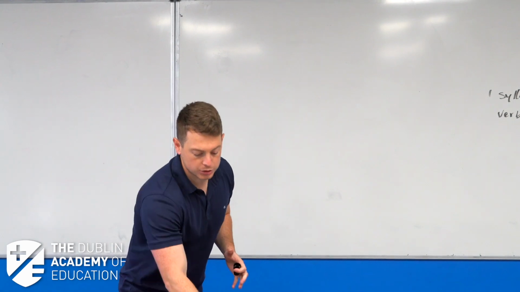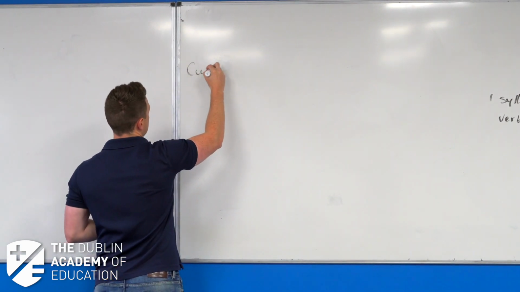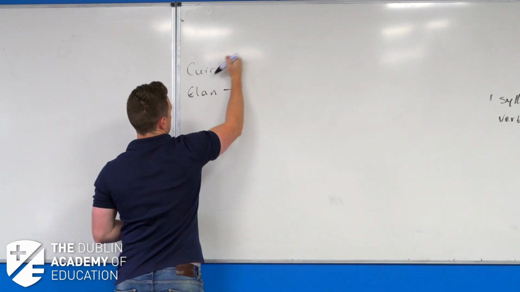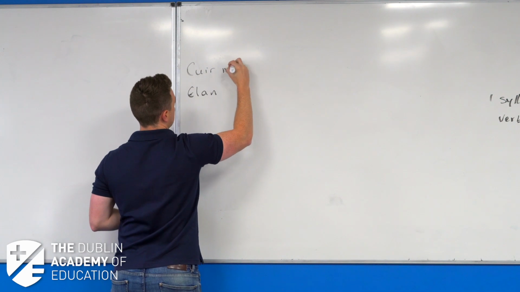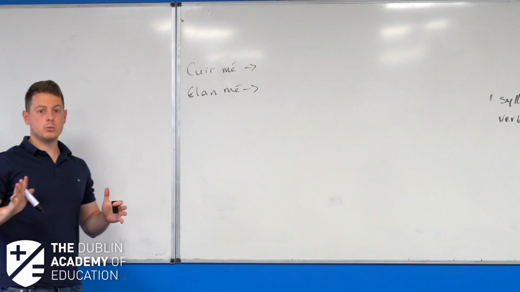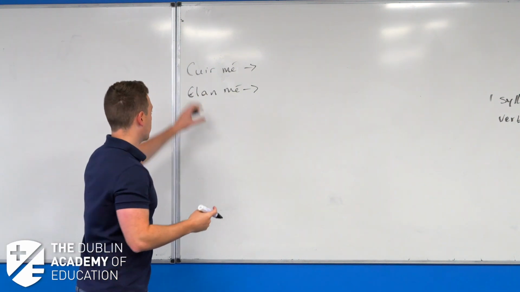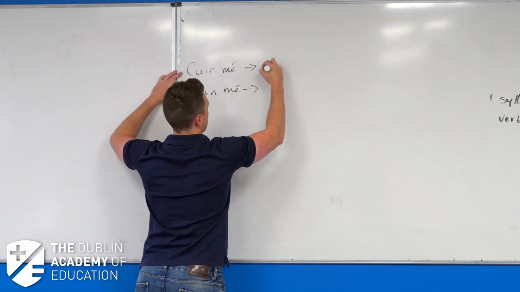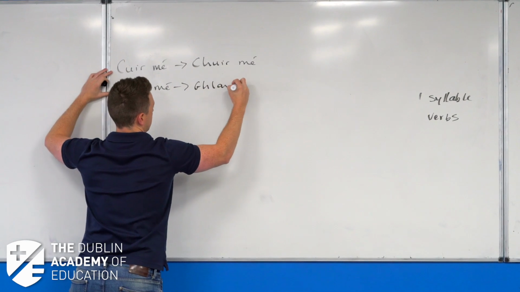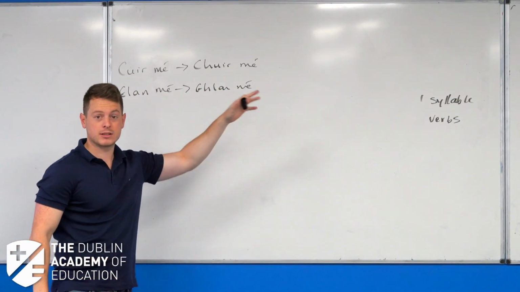So when we're dealing with a consonant, what are we looking at? We're looking at, let's say, cuir, and we're looking at glan. Let's assume it's mé for both. It doesn't matter what the word is. Once it starts on a consonant and you want to put it in the past tense, you have to put a séimhiú in here. So cuir, chuir. Glan, chlan. Make sense? Maybe you have nicer handwriting than mine, but you can't judge me on that.